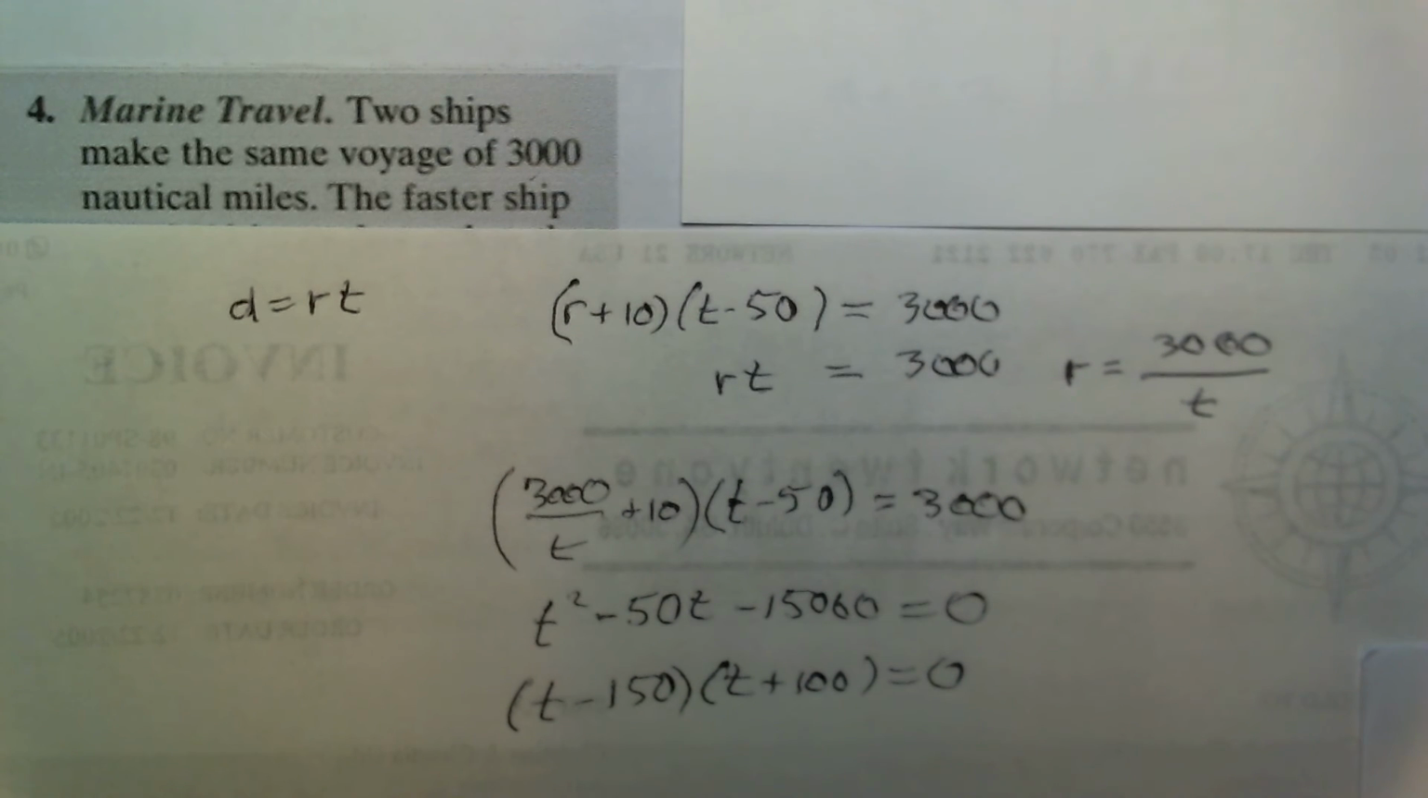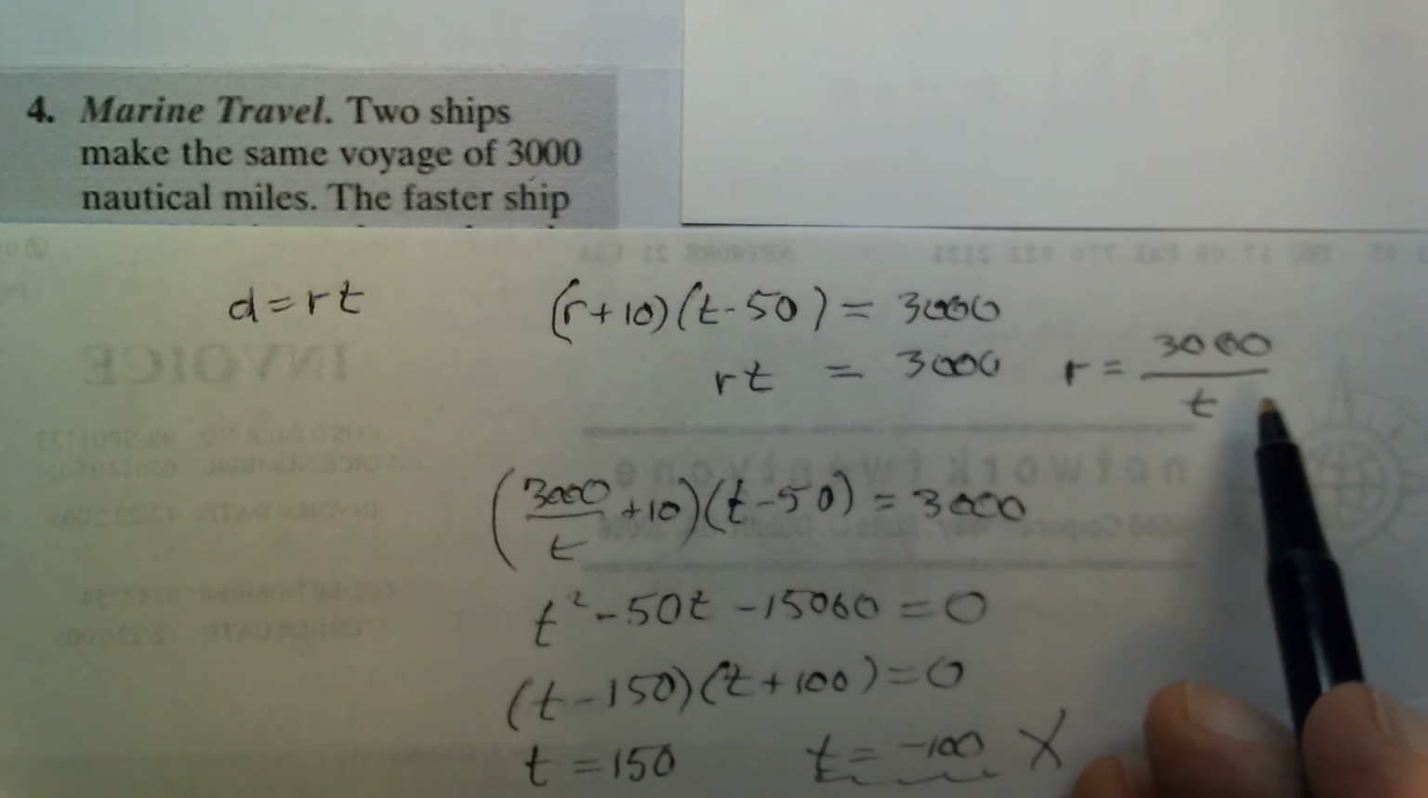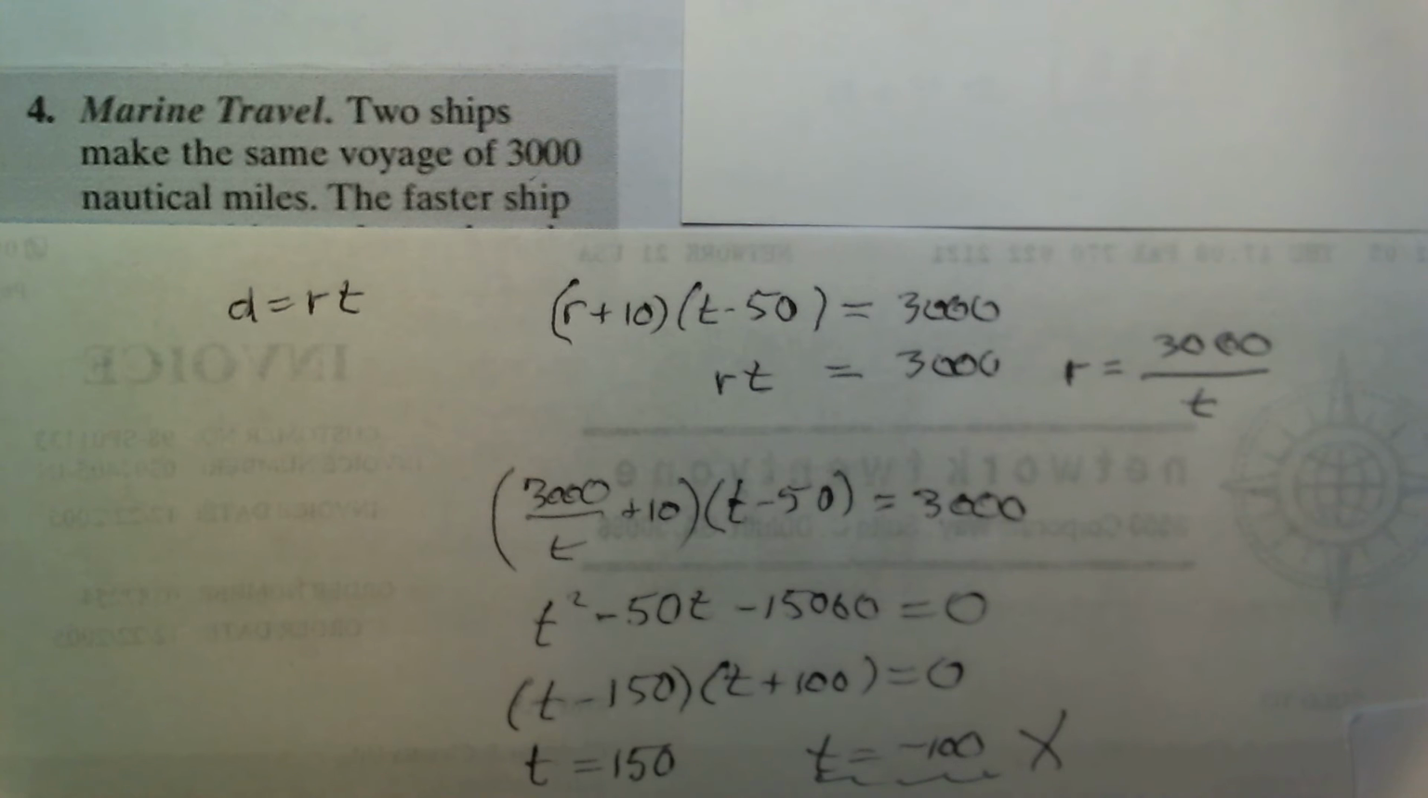And now we have two solutions for t. The first solution would be t equals 150 hours, and the second would be t equals minus 100 hours. But time cannot be negative, so this solution does not apply. So then, since r equals 3,000 divided by t, r is then equal to 3,000 divided by 150. So r is equal to 20 knots.